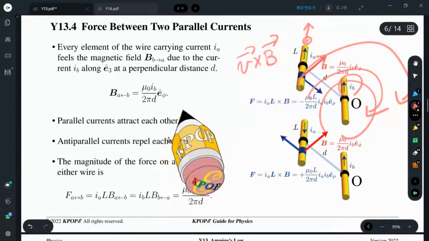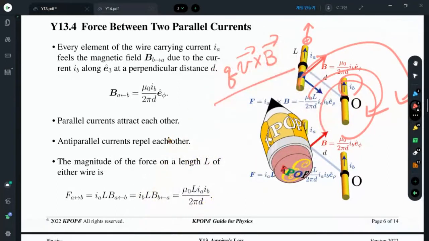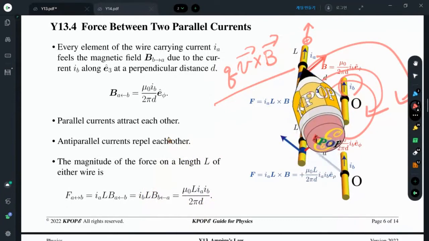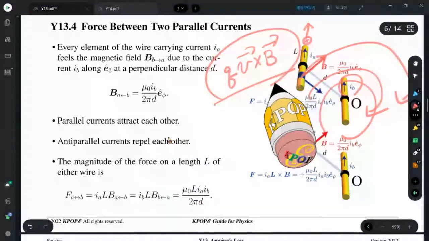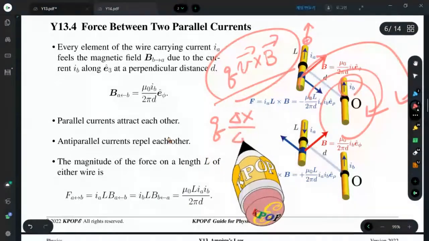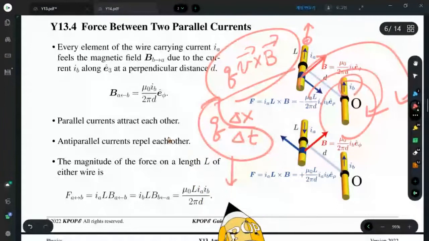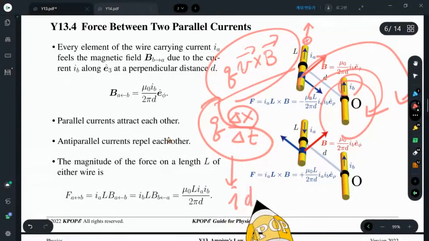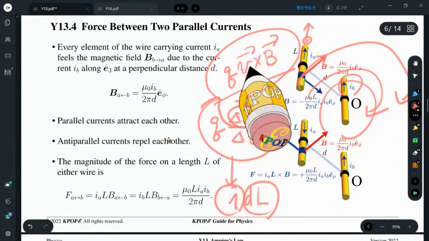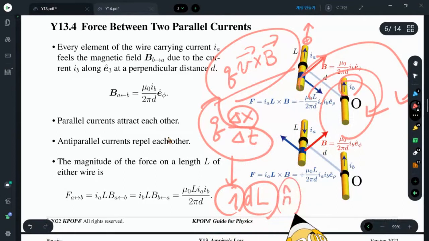v cross B multiplied by charge Q. That is the force. However, we have a continuous current. In that case, this one is a Q, length, time. If you take this one into account, this is the current and this is the length. And the direction is the direction of the current.